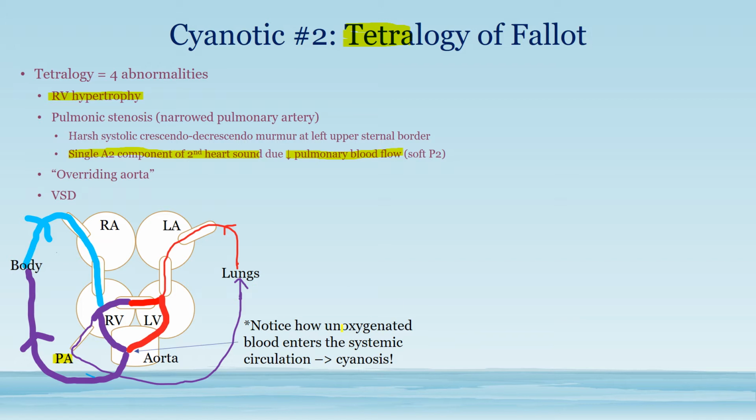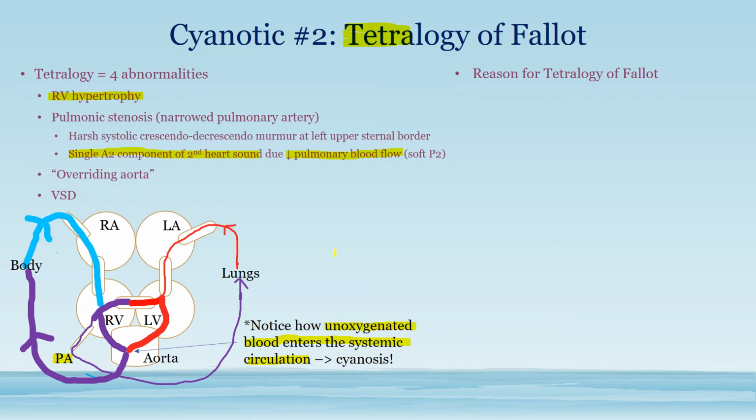Notice here how unoxygenated blood is entering the systemic circulation. The reason why this is happening is because the right ventricle is exposed to the aorta, so deoxygenated blood can mix and go into the aorta and into systemic circulation. That's why these patients can get cyanosis.